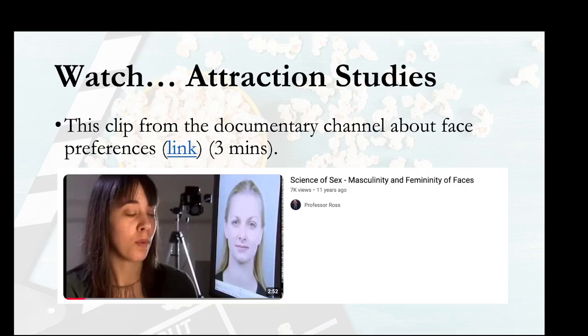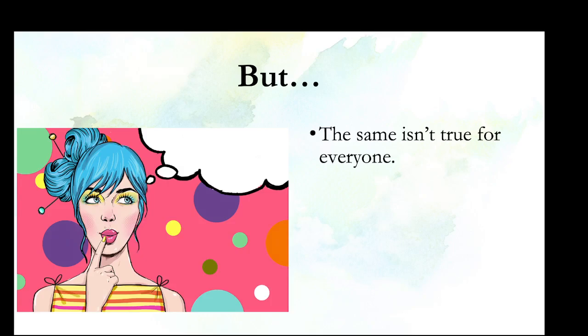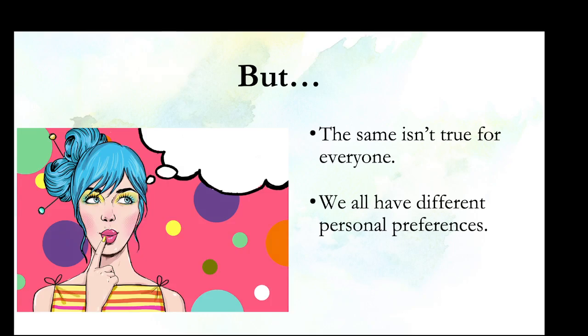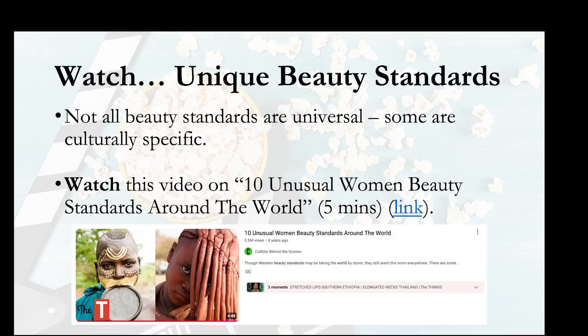A small clip looking at how they study face preferences and how we know men typically prefer feminine faces and women prefer masculine faces, although interestingly that changes depending on where they are in the menstrual cycle. Alright, and then we'll say, look, the same isn't true for everyone. We have personal preferences, and then this leads into the idea that there are unique beauty standards. So we're going to look at this from an Emic approach, trying to understand culturally specific beauty standards and what constitutes beauty. So this is kind of an interesting 5-minute video that hooks into this idea.